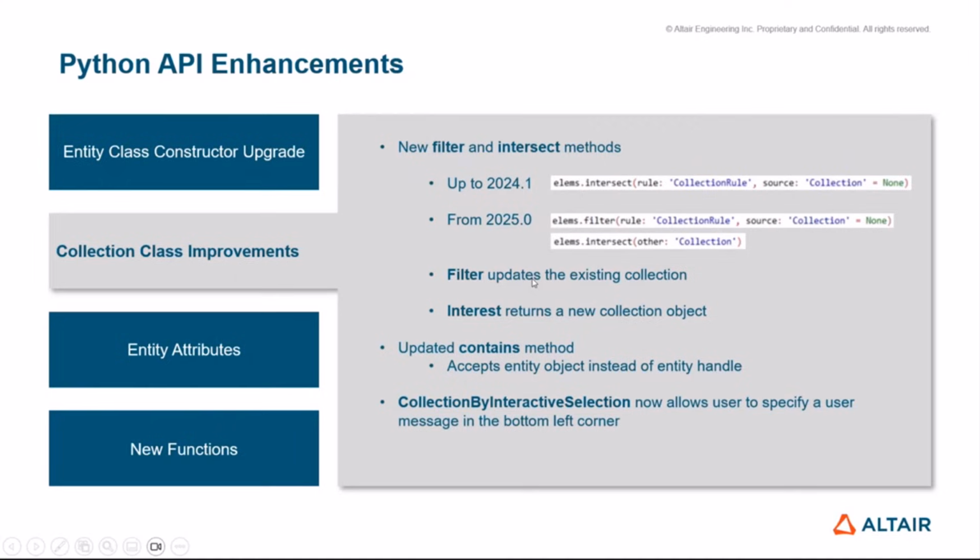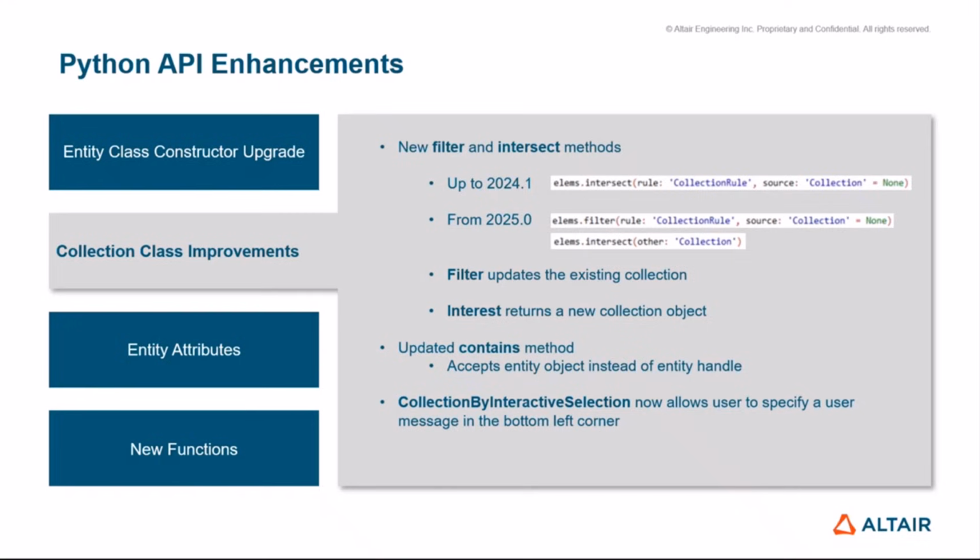The collection class itself has undergone some improvements. Up to version 2024.1, you will see that there is an intersect method. We felt that the naming was not too obvious or user-friendly, and we knew we wanted to introduce also a new Boolean operation. So in 2025.0, the original intersect method has been renamed to filter, as it acts on the existing collection. And we introduced a new method, now called intersect, which returns you a new object. So if you're performing a Boolean intersection between 2 collections, the intersect method will return a new third collection object, which will be the intersection of the 2.